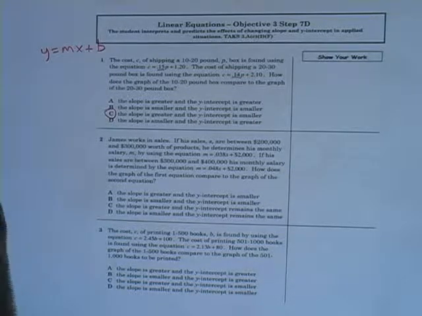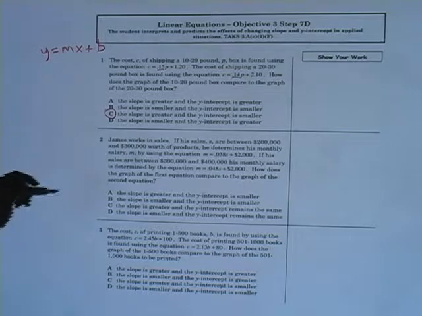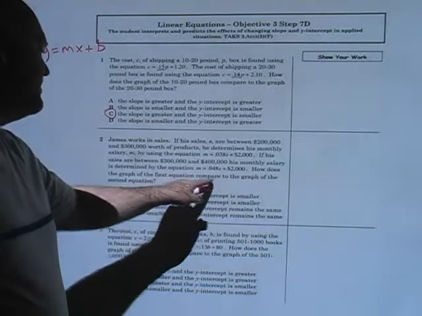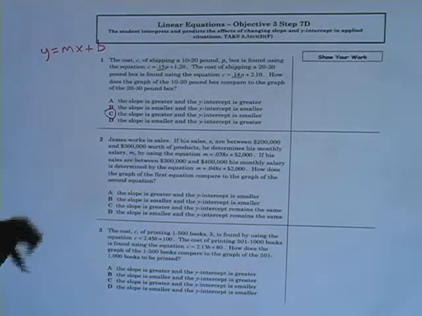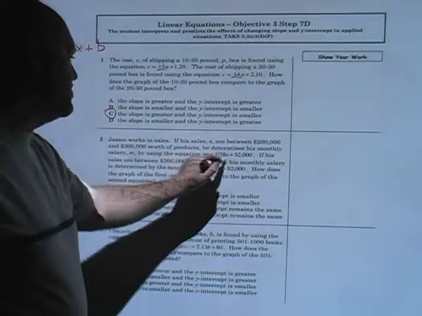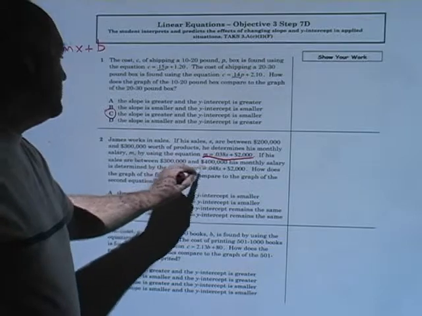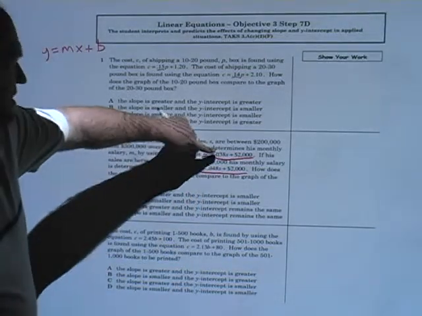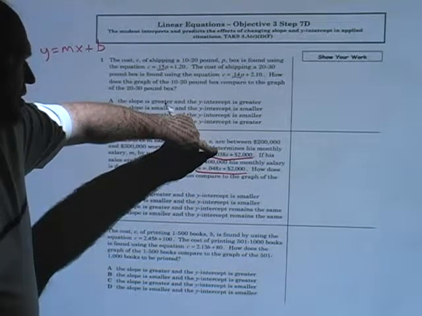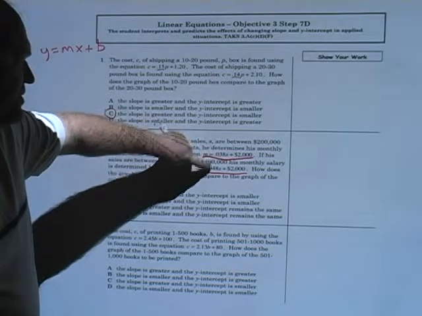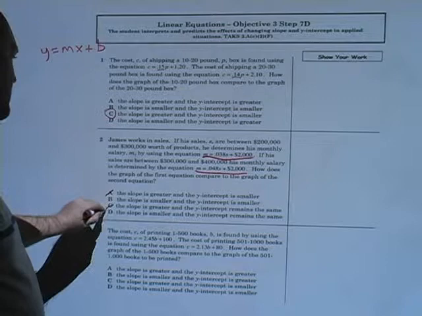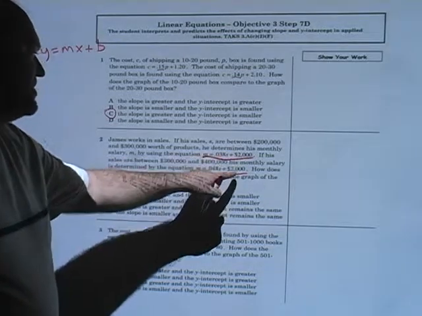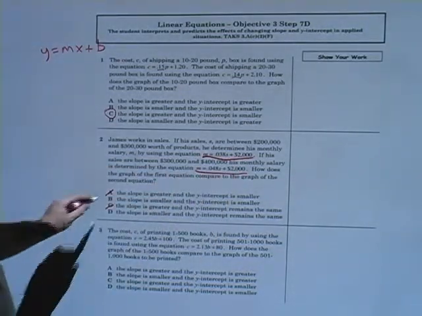Number 2. It's the same thing. How does the graph of the first equation compare to the graph of the second equation? Here's the first equation. Here's the second. This one has a smaller slope. So the slope is smaller, and the y-intercept is the same.